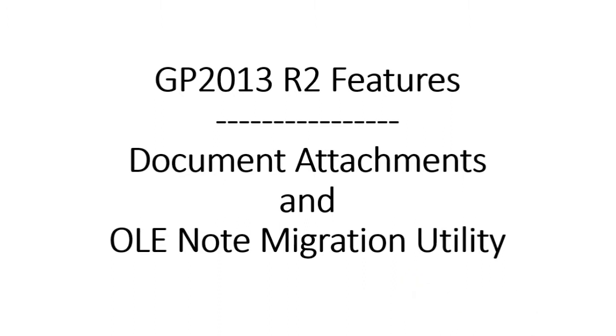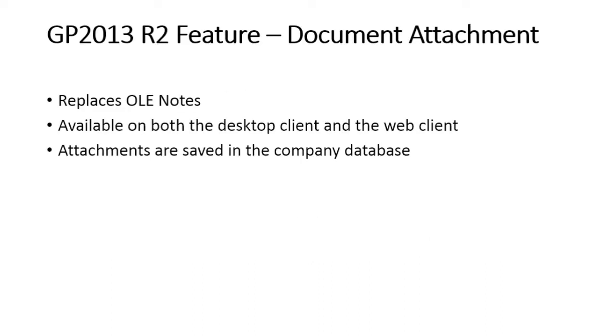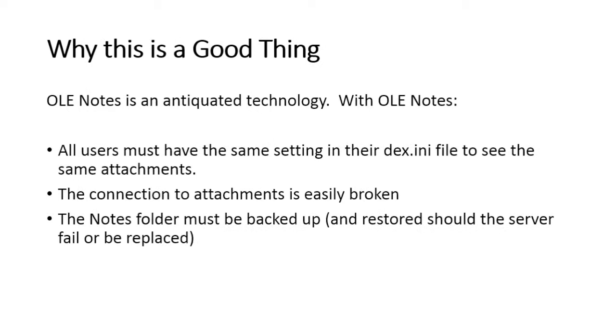Document attachments first became available with the release of GP 2013 in a limited number of windows, but is now available throughout the system with the release of R2. Document attachment replaces the old OLE Notes. It's available on both the desktop client and the web client. Attachments with the document attachment are now saved in the company database.